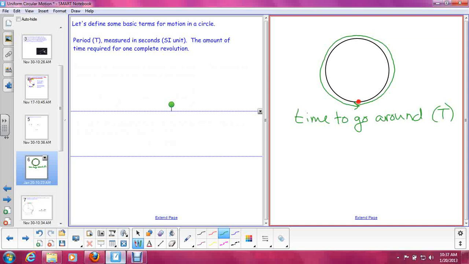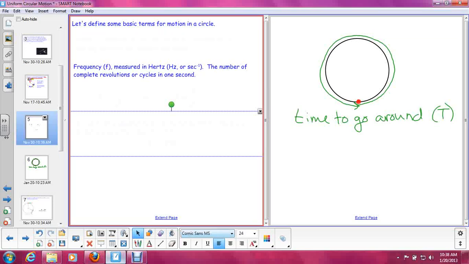And the symbol for period is a capital T. I know it doesn't make a whole lot of sense, but that is just the way it is. So the time for one complete loop of that circle is the period, and it's measured in seconds.